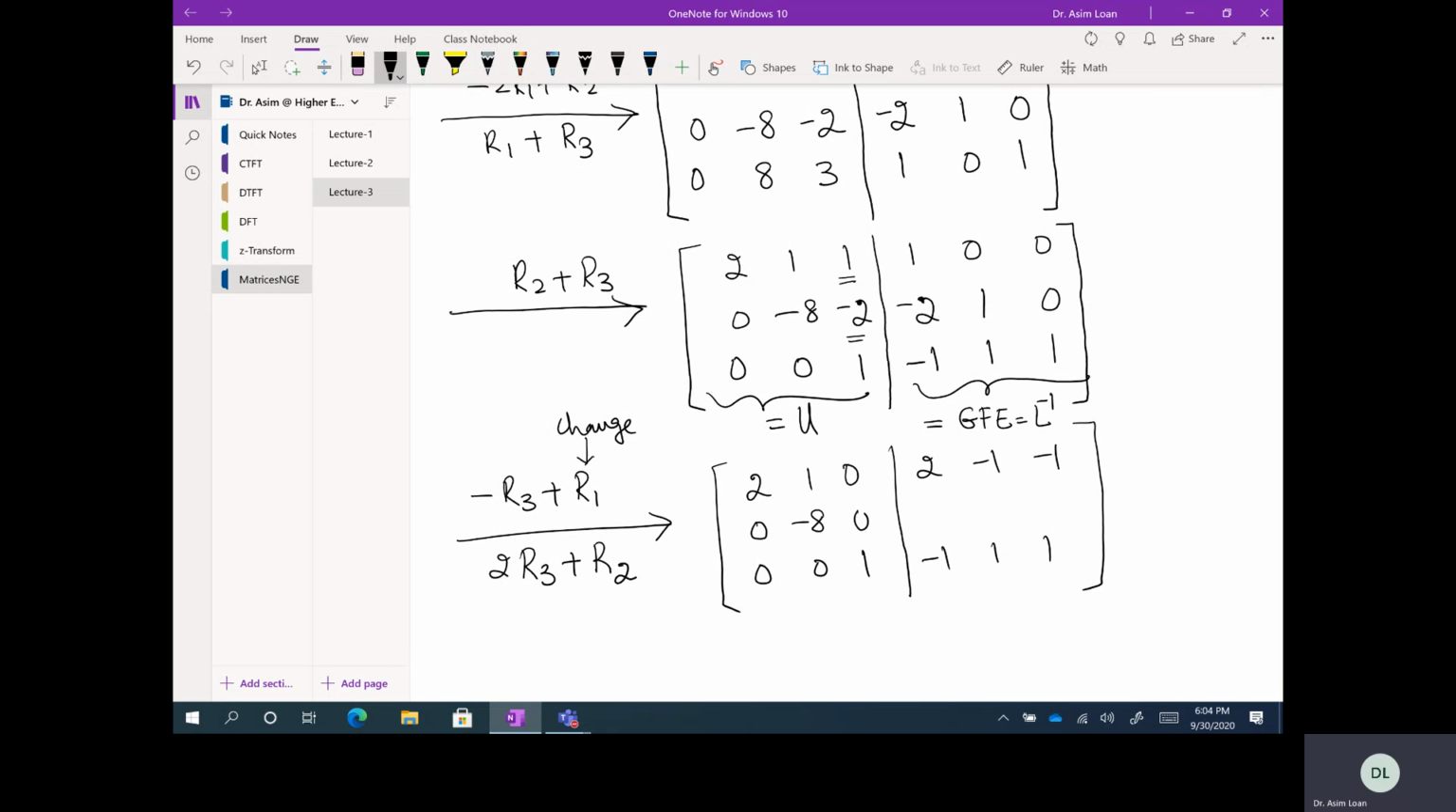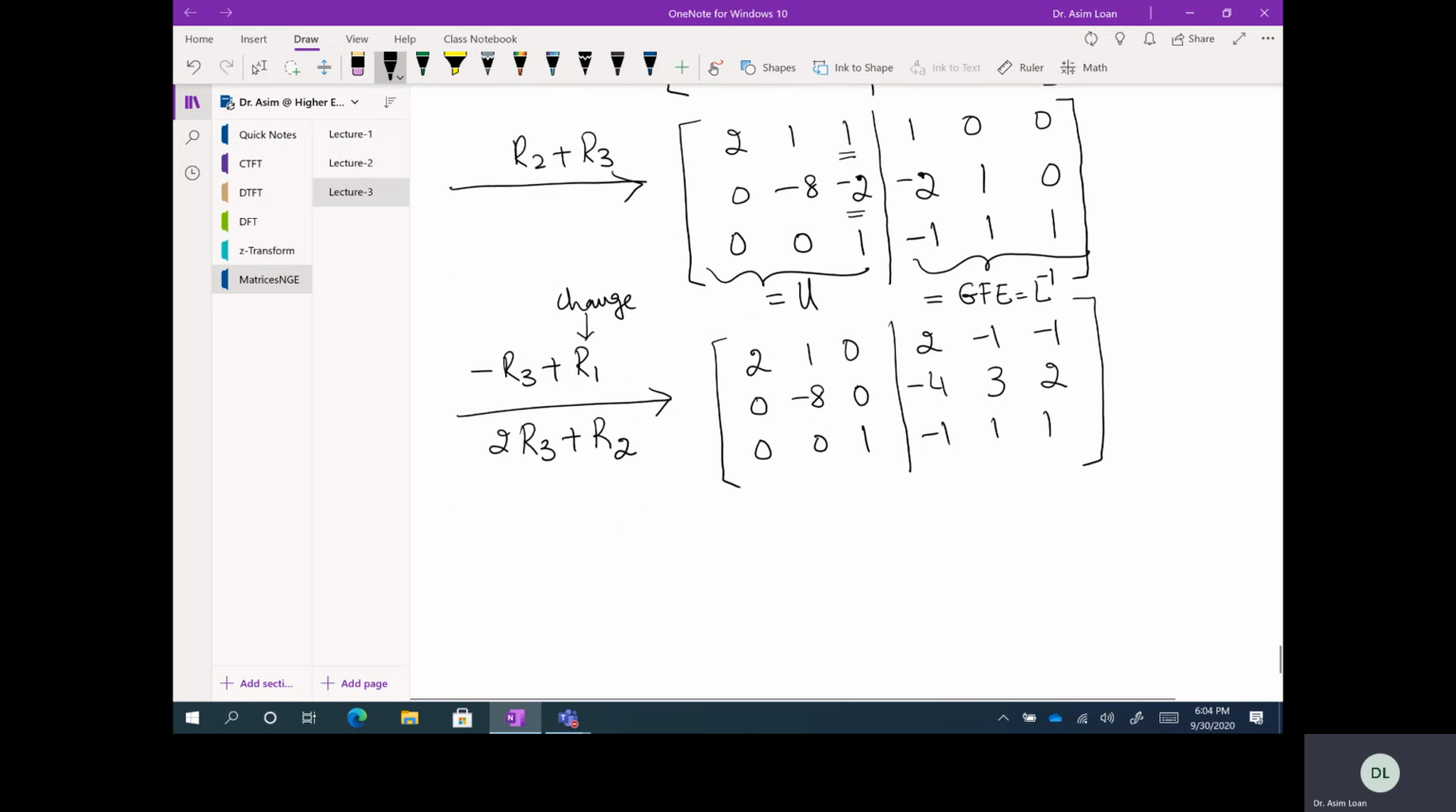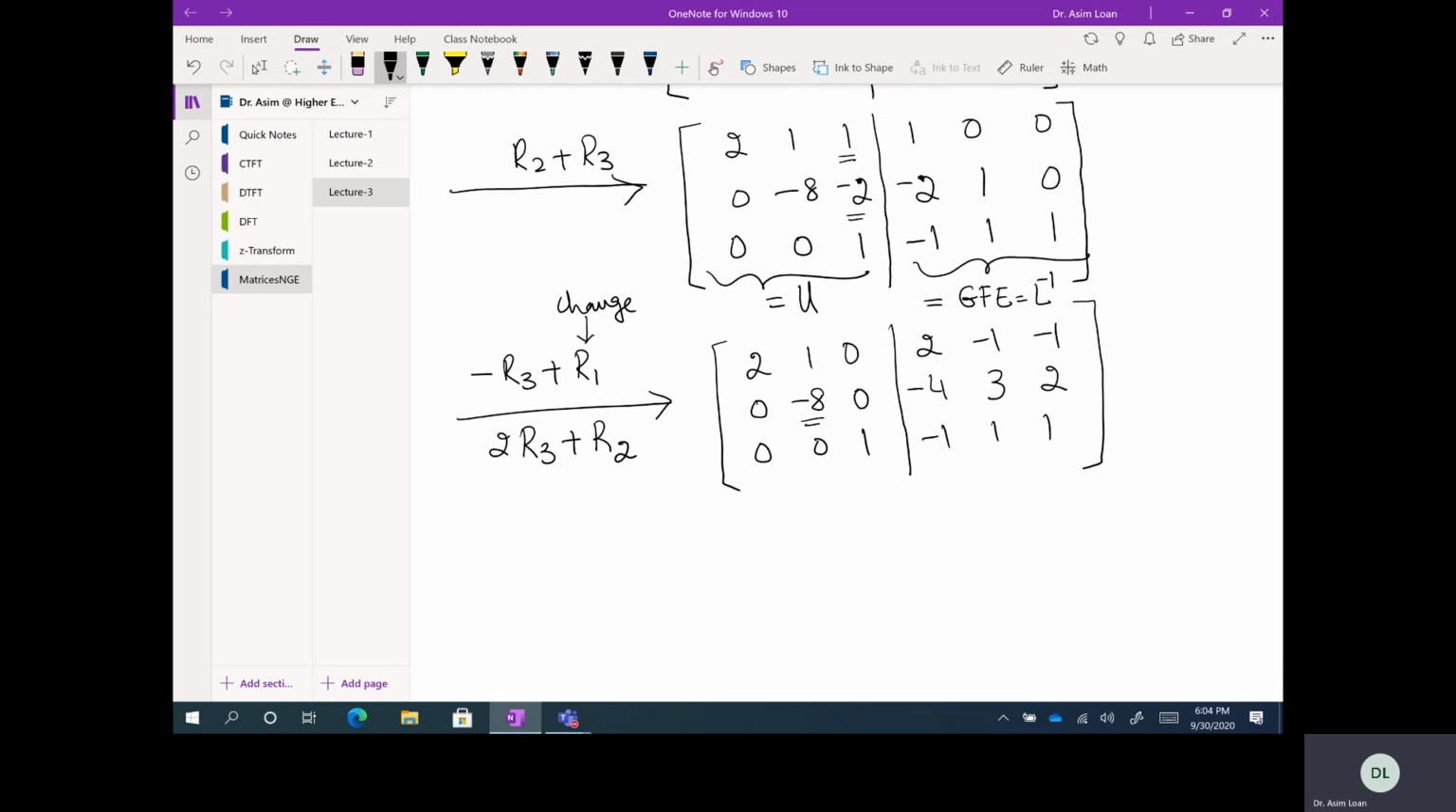2 minus 2 is 0, and this is minus 2 is minus 4. 2 plus 1 is 3, and this is 2. So 2, minus 1, 1, minus 4, 3, 2, minus 1, 1. Now what I want to do is get rid of this 8.